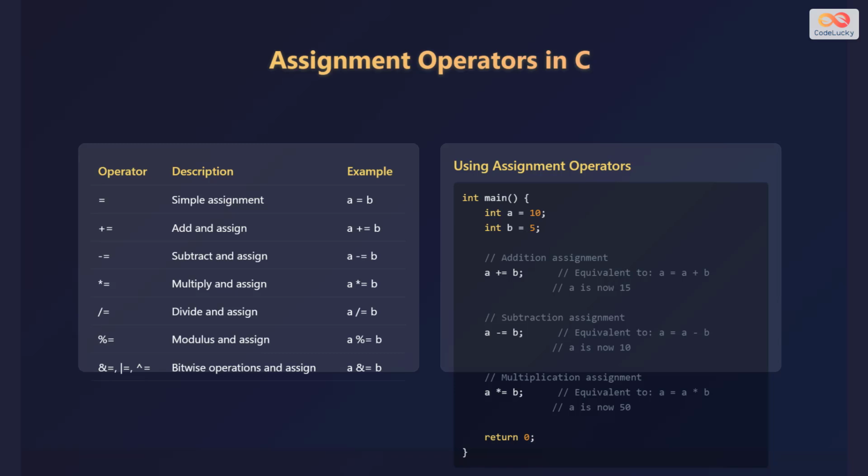The modulus and assign operator, denoted by a percentage sign followed by an equals sign, calculates the modulus of the left operand by the right operand and assigns the result to the left operand. For example, a %= b. Lastly, there are bitwise operations combined with assignment, such as a &= b. As an example, if a starts as 10, the operation a += b, where b is 5, is equivalent to a = a + b, resulting in a now being 15. Then, a -= b is equivalent to a = a - b, resulting in a being 10. And a *= b is equivalent to a = a * b, resulting in a being 50.